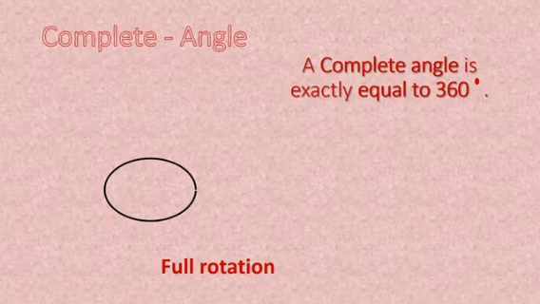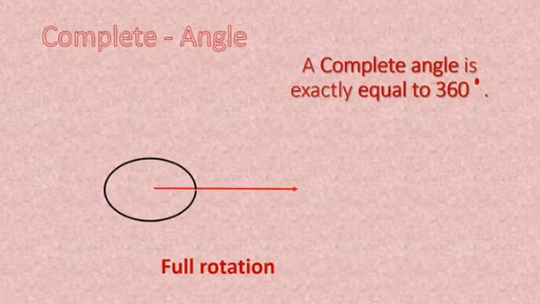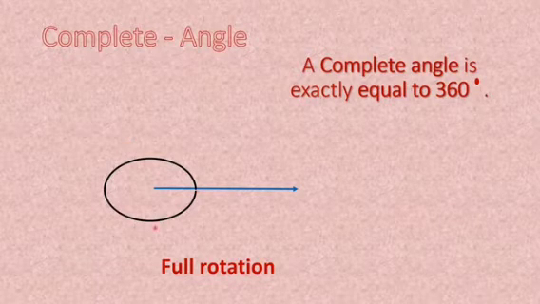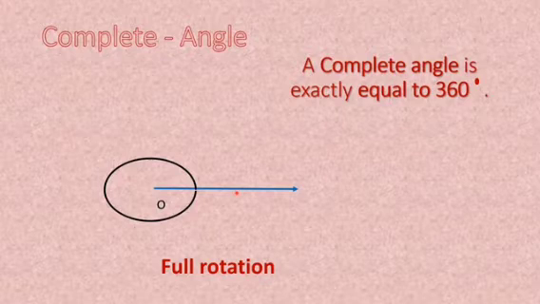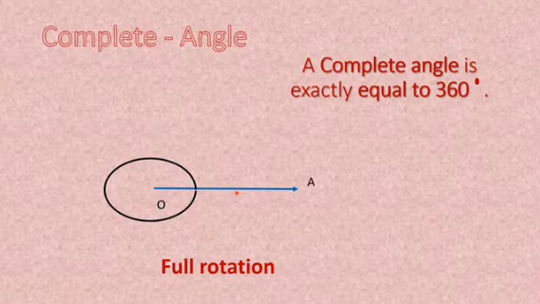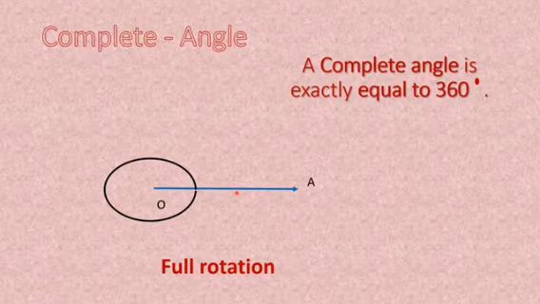Now moving on to the last type, that is the complete angle. If you observe, children, you have a complete rotation of this circle. This blue ray started from the same position, went through a proper full rotation, then ended up in this same position now. Did you all see this? So a complete angle is exactly equal to 360 degrees. That is, a full rotation is usually called a complete angle.